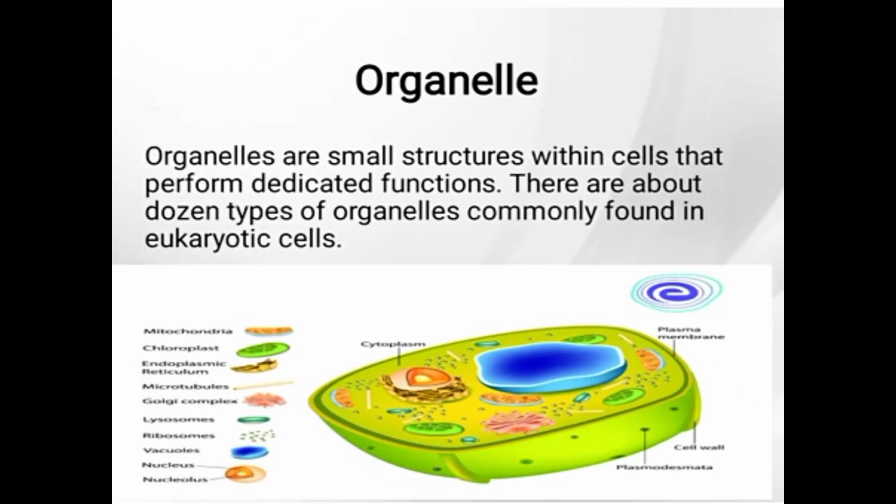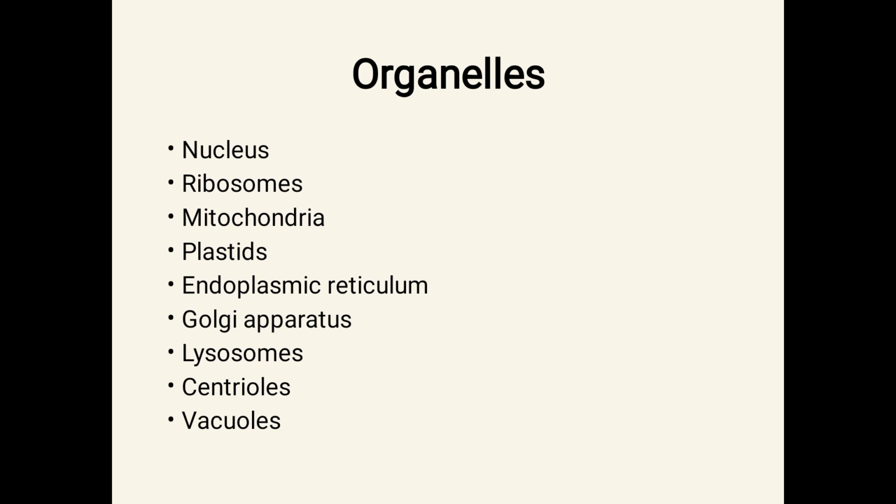Organelles are small structures within cells that perform dedicated functions. These are the assemblage of biomolecules, and there are about a dozen types of organelles commonly found in eukaryotic cells. Following are some of the major organelles found within eukaryotic cells. Let us discuss each of these in detail.